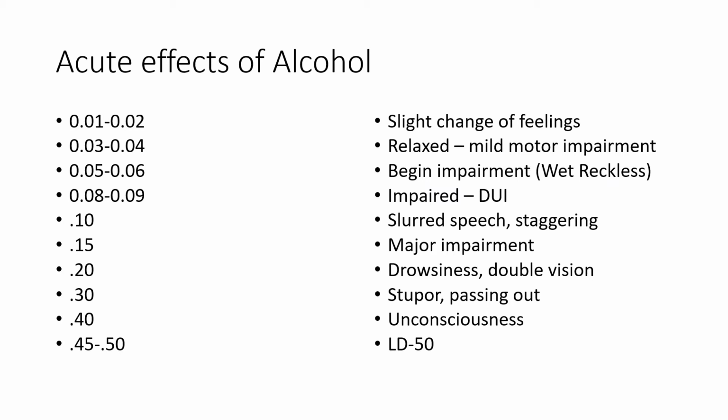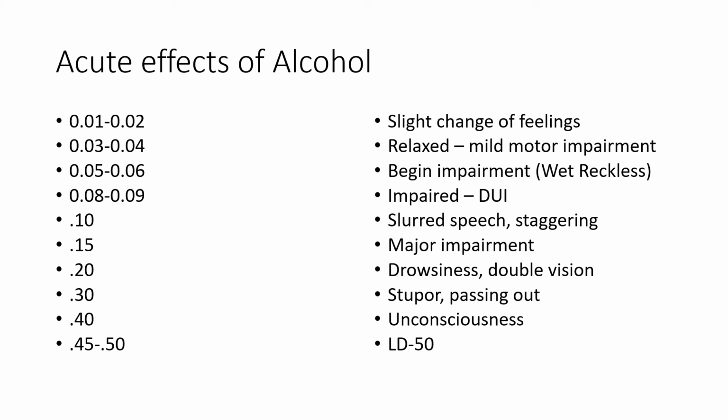The acute effects of alcohol depend on the level, and while this chart tells us what should be happening, we find that some people who drink on a regular basis develop tolerance. They think they are much less intoxicated than they actually are. At between 0.01 and 0.02, less than one standard drink, slight change of feelings. Between 0.03 and 0.04, they're relaxed, but there's some mild motor impairment. Between 0.05 and 0.06, they begin to be impaired.